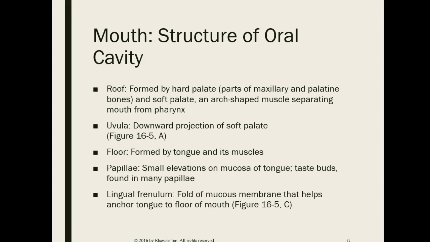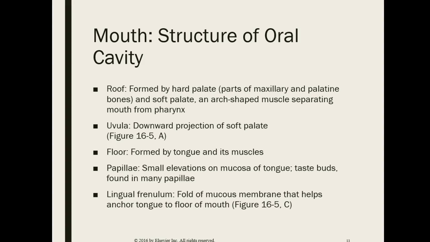So the first structure that we'll talk about is going to be the oral cavity. So a couple of different areas: the roof, the uvula, and the floor of the oral cavity. So the roof is going to be formed by the hard palate and the soft palate, which is going to separate the oral cavity from the nasal cavity up above. The uvula is the downward projection of the soft palate. So if you look in the mirror and say "ah," you can see that kind of hanging down. That's going to be the uvula. And then the floor is the tongue and the muscles.